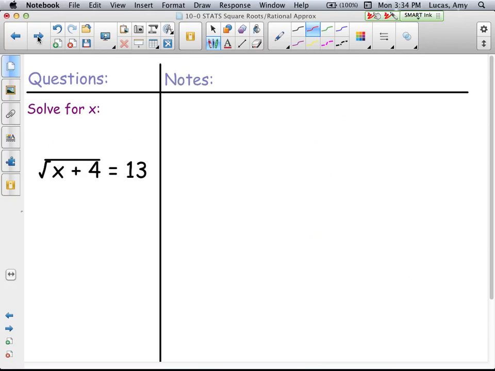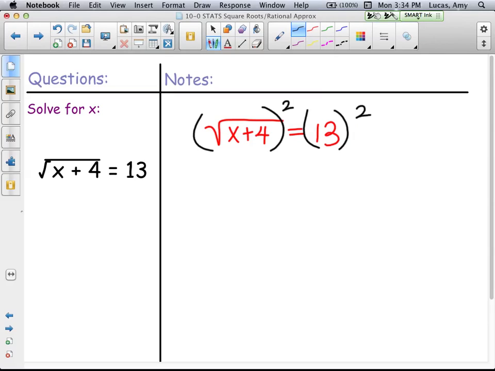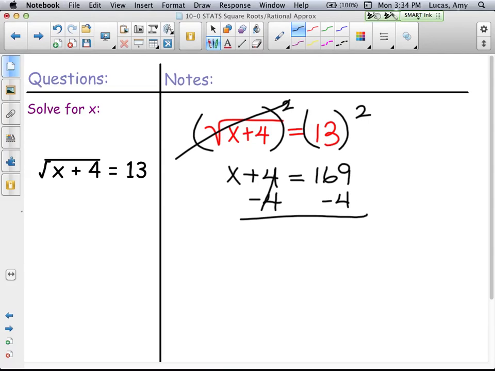Okay, solve for x. Square root of x plus 4 equals 13. Well, the inverse of the square root is to square both sides. So if I square it, the square root is gone. So x plus 4 equals 13 squared, and then I can just subtract 4, and x equals 165.